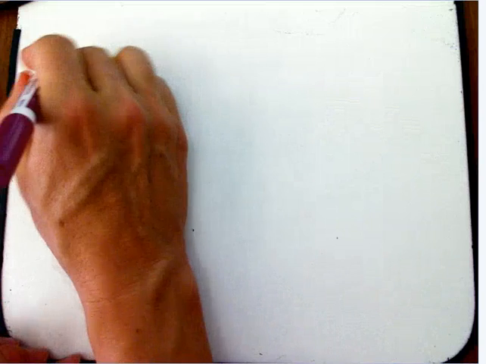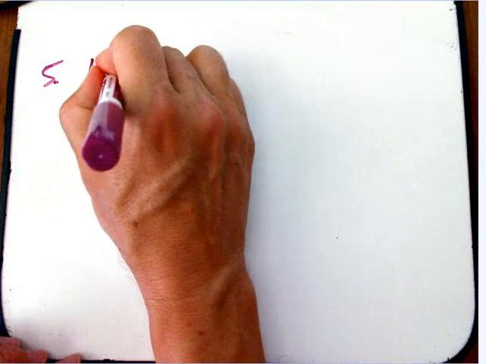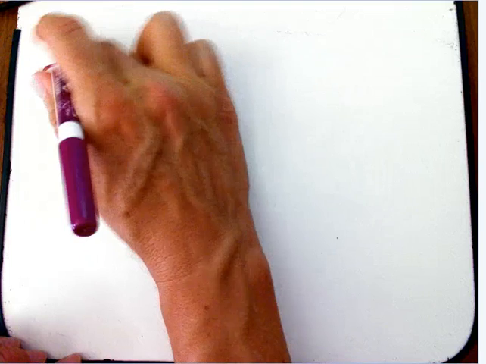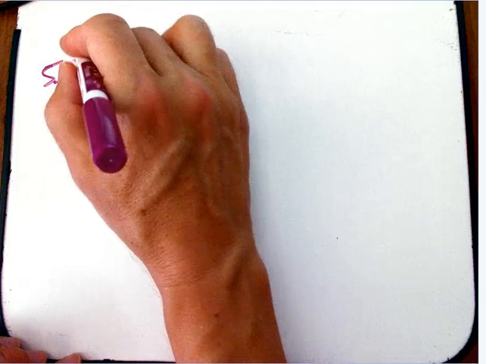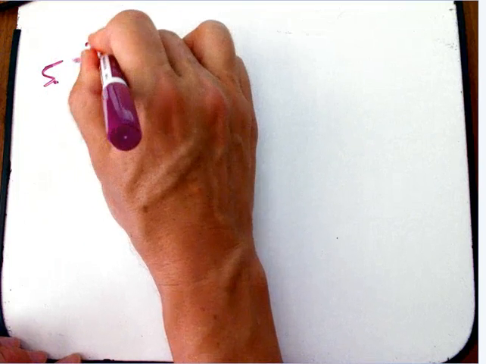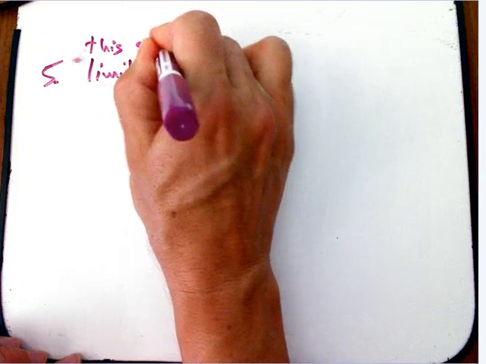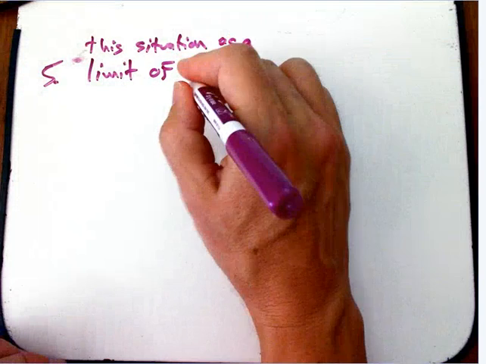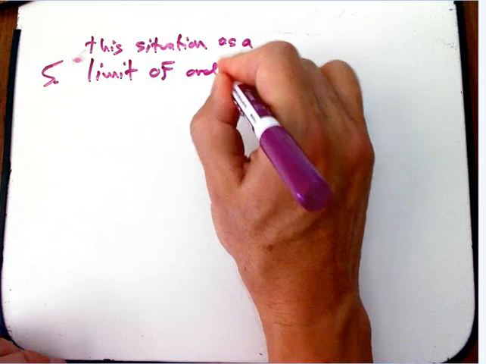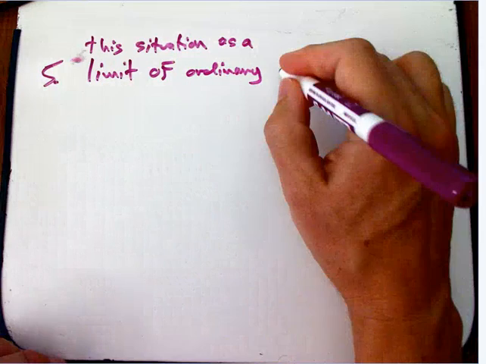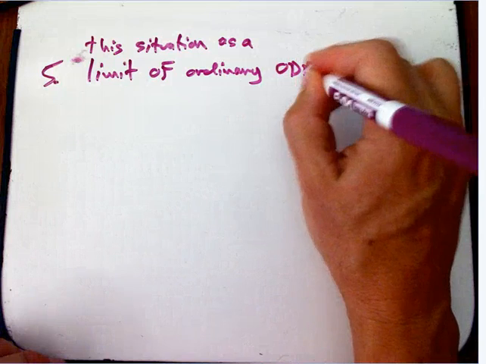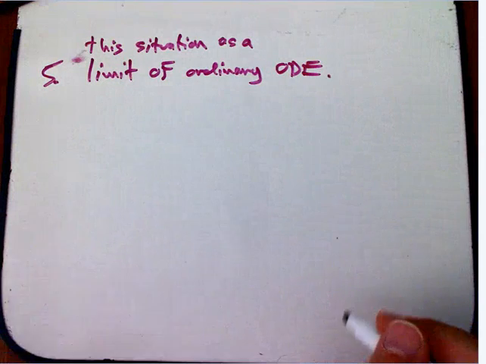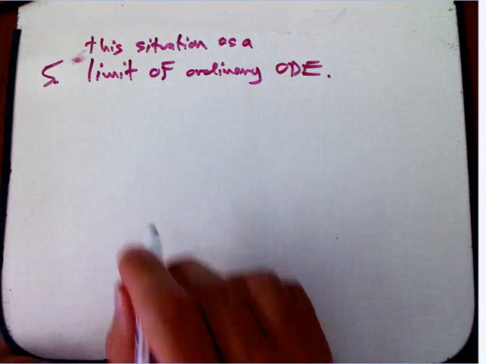We want to think of it as, so we're going to have like this funky, well, let's say this situation. We're going to look at this situation with this forcing function and this y as a limit of an ordinary ODE situation with ordinary functions. Okay, so that's what 5 is about. So let's start that out.